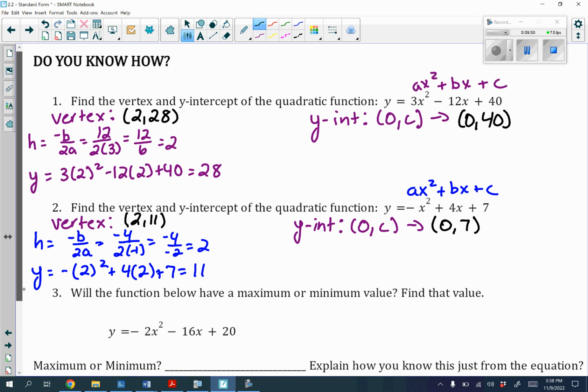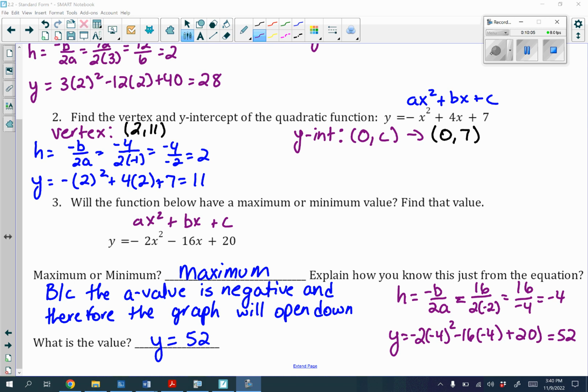Okay, let's look at number 3. So will the function below have a maximum or minimum value? And we're going to find that value. So once again, go ahead, if you haven't already done so, do number 3, pause the video to do so. Okay, so here's the answers for number 3. So we should have a maximum for our vertex. Remember, a maximum value refers to vertex. We kind of talked about that quite a bit in our last 2 sections.